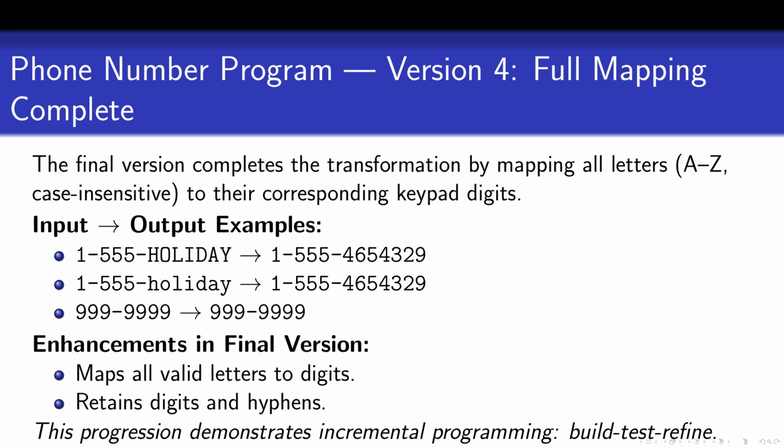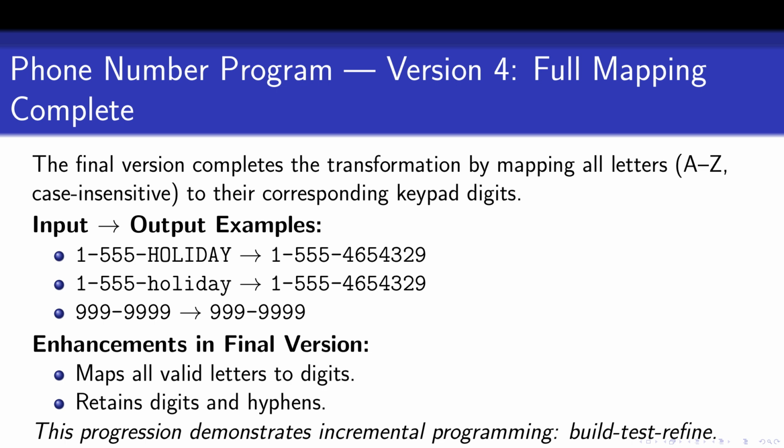The final version of the phone number program completes the letter-to-digit mapping for all characters from A to Z, treating them case-insensitively. This allows the user to enter a phone number like 1555 holiday in uppercase or lowercase, and get the correct numeric output in either case. Digits and hyphens are retained, while letters are translated using a full mapping. The result is a complete and functional transformation program.